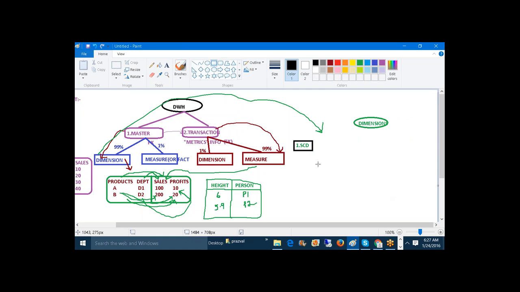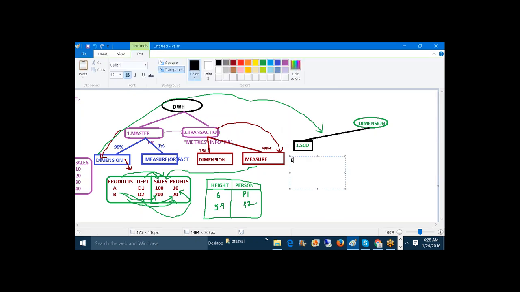So what will this slowly changing dimension do? If the data in the dimension is changing over the period of time, then such a kind of dimension is known as slowly changing dimension. Let me explain with an example. Let's say, for example, employee. If you take employee, the employee information will change over the period of time. One employee will work in one organization for X number of years, and after that, if he wants to move out, he may go to some other organization.